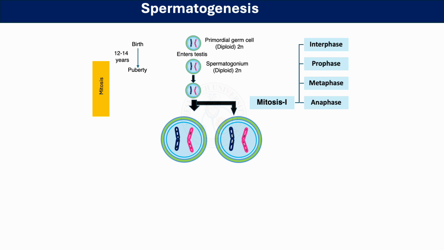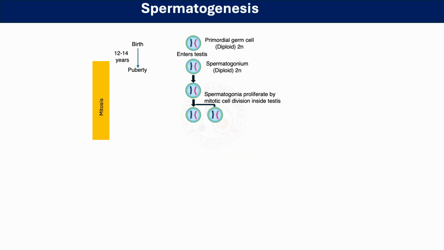And the next one is telophase. During this phase, chromosomes decondense and nuclear envelopes reform. Final step is cytokinesis. During this phase, the cytoplasm divides, forming two daughter cells. Some spermatogonia differentiate into primary spermatocytes, initiating meiosis, which is the process leading to sperm production. This ensures a continuous supply of sperm cells and reproductive function.